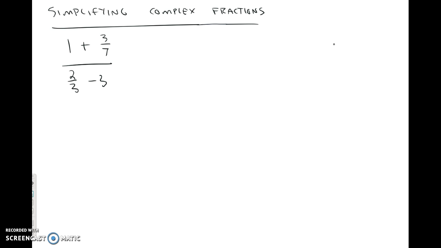But one of the topics I didn't get to in class was simplifying complex fractions, and you should know how to do these. This is a review problem. How do we handle fractions within fractions? That's what a complex fraction is. Well, on the top, we're just going to think of these as little fractions. 1 over 1 plus 1 over 7. And over here, 2 over 3 minus 3 over 1.